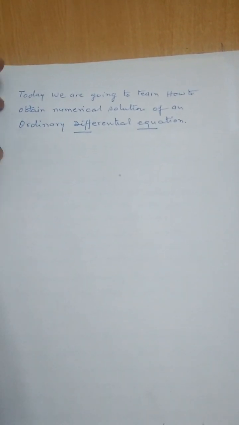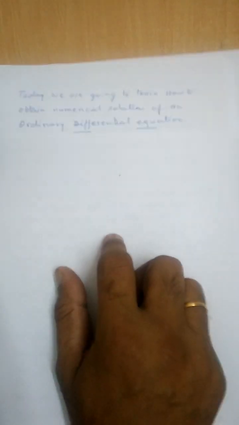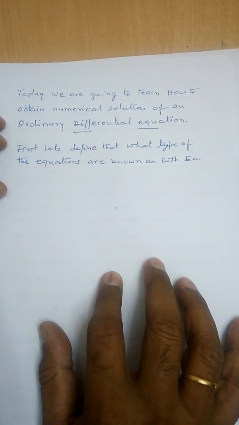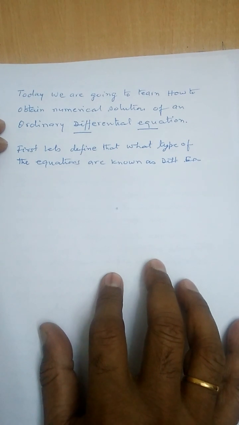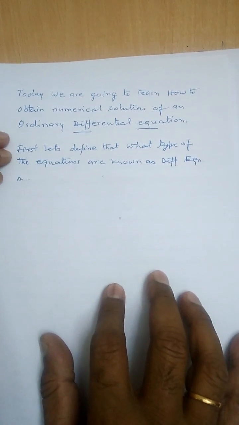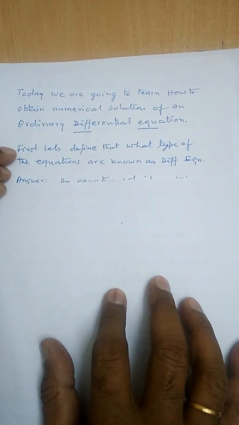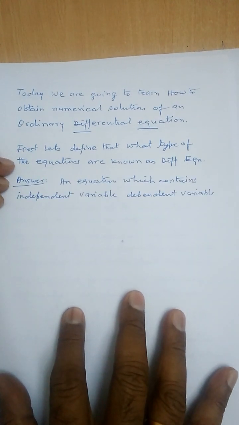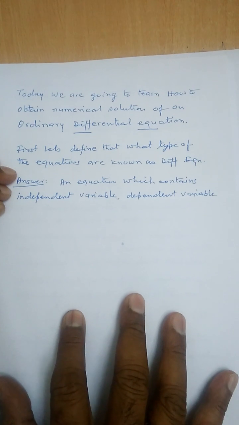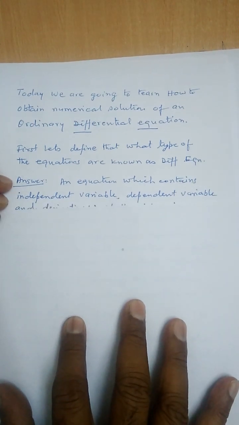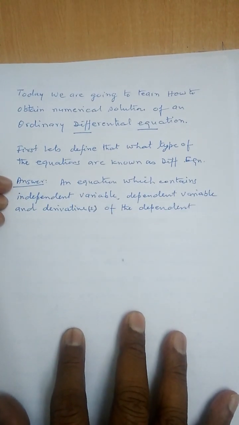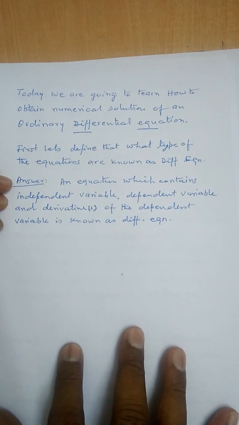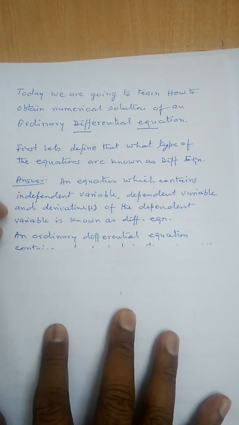Okay, today we are going to learn how to obtain numerical solution of an ordinary differential equation. First, let's define what type of equations are known as differential equations. The answer to this question: an equation which contains independent variable, dependent variable, and derivatives of the dependent variable is known as a differential equation.